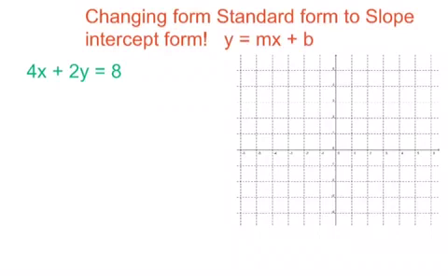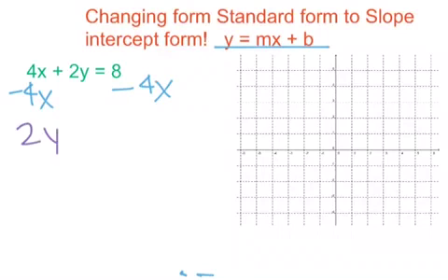Okay, so we have 4x plus 2y equals 8. So we need to get it in this form right here. We have a little graph over here for you, so we'll get it in slope-intercept form and then we'll graph it. So we need to get this x on the other side, so let's subtract 4x on both sides of the equation. Same kind of rules apply. So then we have 2y equals negative 4x, mx plus b, plus 8.